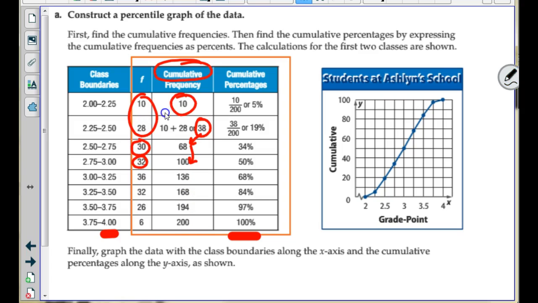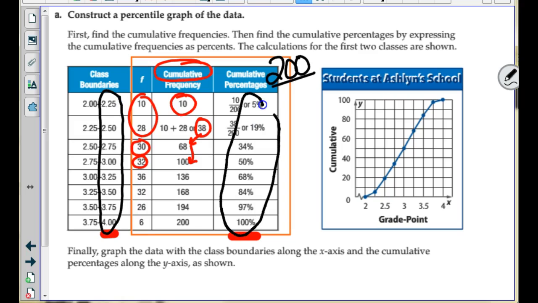Then you figured out what percent this was. There were 200 students, so they took 10 divided by 200, 38 divided by 200, and figured out the percent. So when they got to the top, this was the 100th percentile. And then I was a little confused what they graphed, but they graphed this right-hand boundary by the percent. So they said 2.25 is about 5%. Here's 2.25, 5%. Like this one is at 350%.